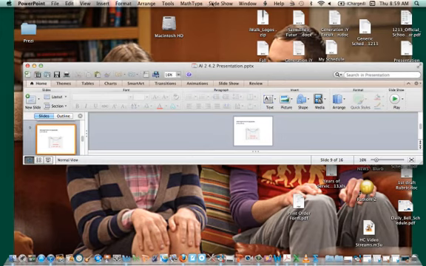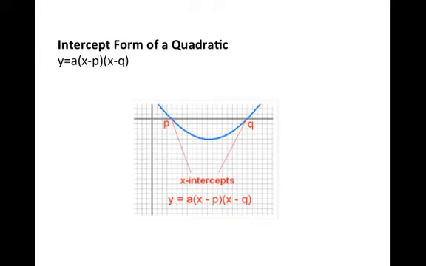Welcome back. We are now going to talk about quadratics in the intercept form. Again, you need to memorize intercept form. It's y equals a times (x minus p) times (x minus q), where p and q are x-intercepts of the quadratic. So here's a picture of it. You can see p's an x-intercept, q's an x-intercept, so y has to equal some value a times (x minus p) times (x minus q).